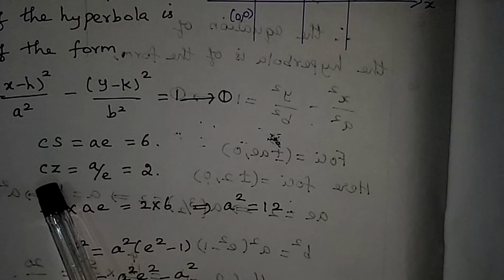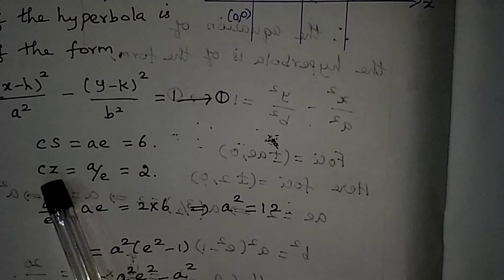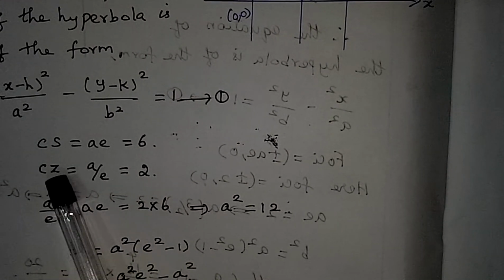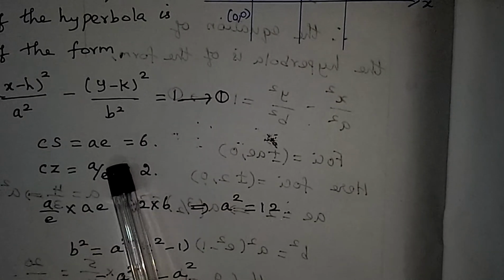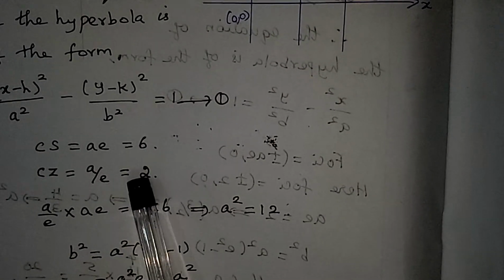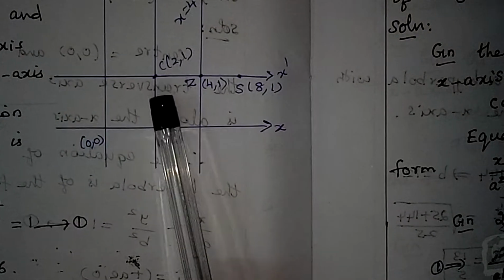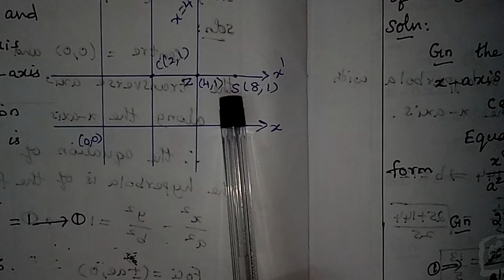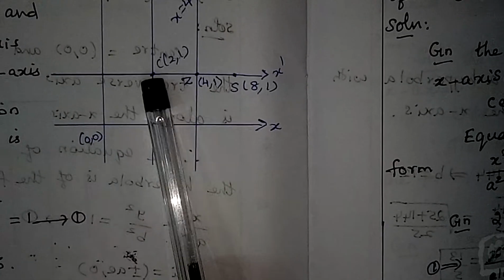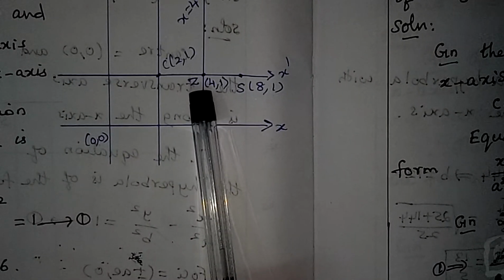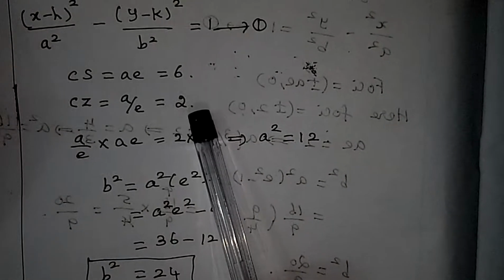Next you can find the distance between C and Z, that is, the distance between the center and the directrix. The general value is A by E. So A by E equals the distance between the center and directrix. The y values are the same, so you can remove them and subtract the x values. 2 minus 4 is minus 2, make it positive, so it becomes 2.